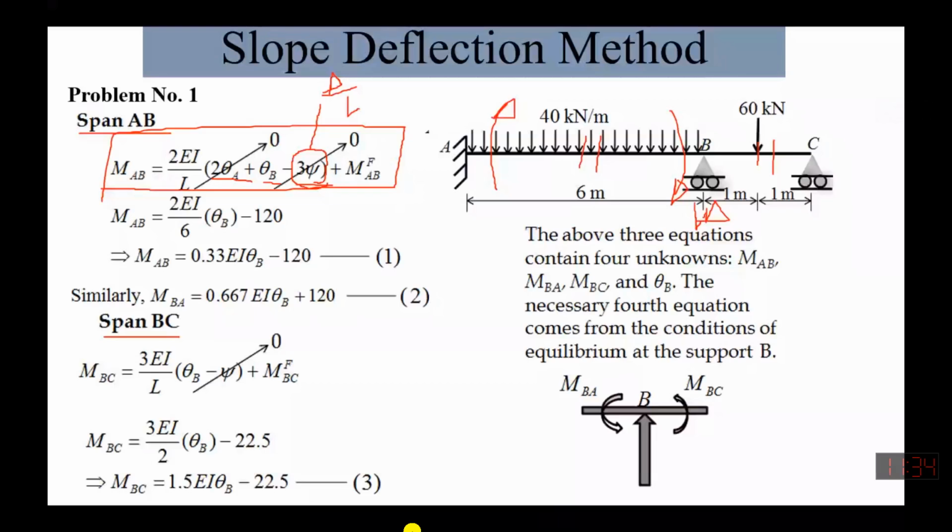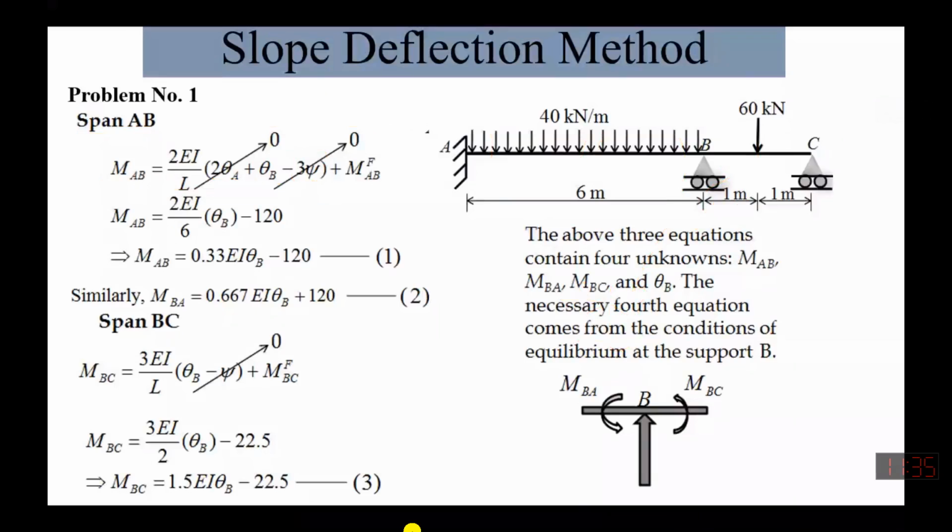If this B support settles, if we have a settlement over here, then we can say that this chord rotation will be there. Otherwise, this chord rotation will never take place. So now we see that this theta A is equal to 0. Why is this theta A equal to 0? Can anybody tell?